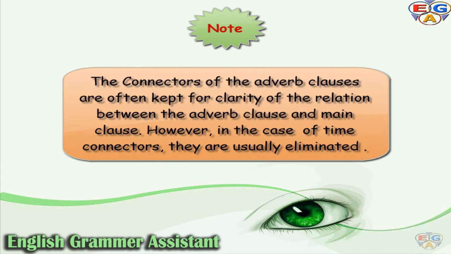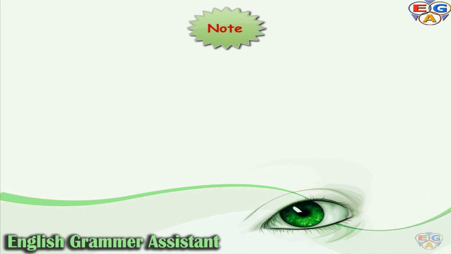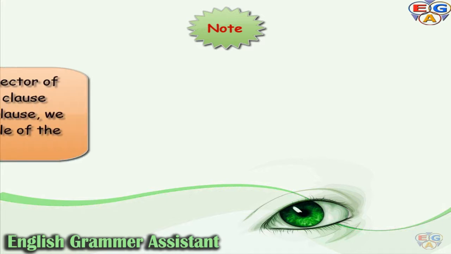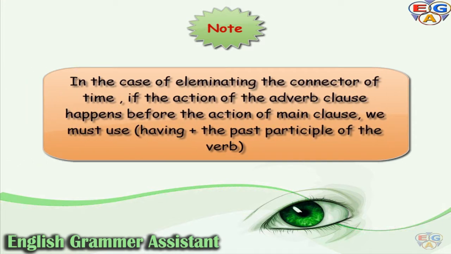The connectors of the adverb clauses are often kept for clarity of the relation between the adverb clause and main clause. However, in the case of time connectors, they are usually eliminated. In the case of eliminating the connector of time, if the action of the adverb clause happens before the action of the main clause, we must use the perfect participle, having plus the past participle.